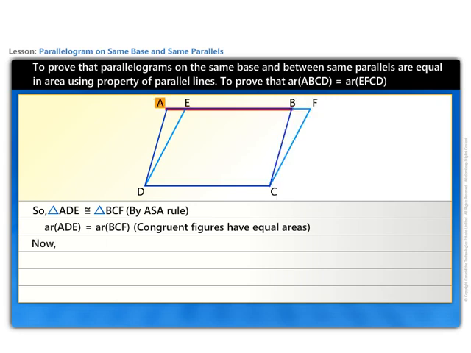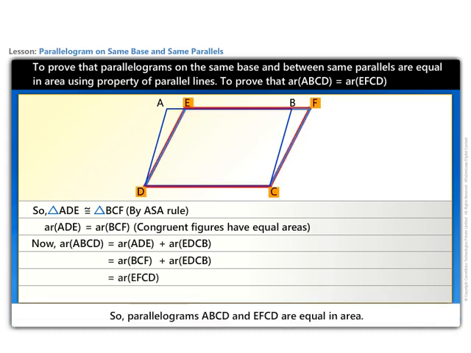Now, area of parallelogram ABCD is equal to area of triangle ADE plus area of parallelogram EDCB, which is equal to area of triangle BCF plus area of parallelogram EDCB. As we can observe, this is equal to area of parallelogram EFCD. So, parallelograms ABCD and EFCD are equal in area.